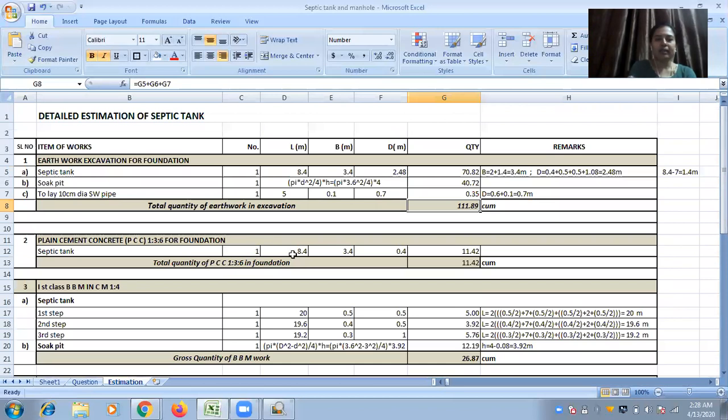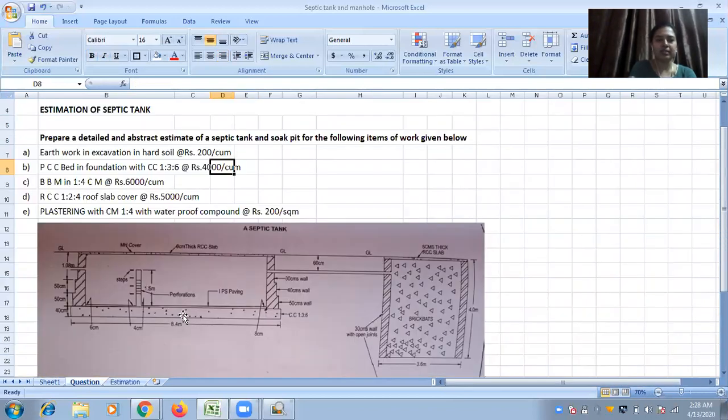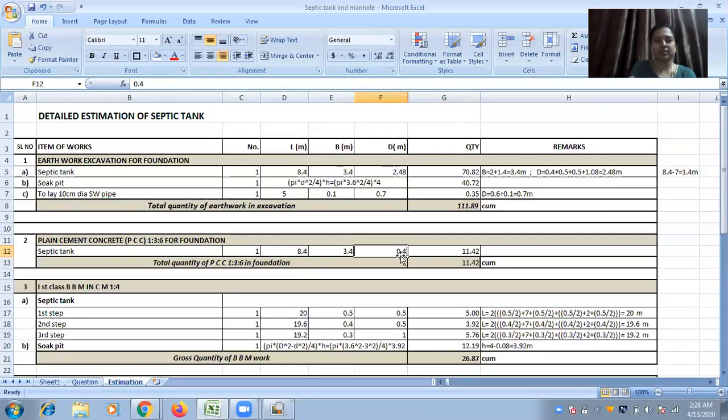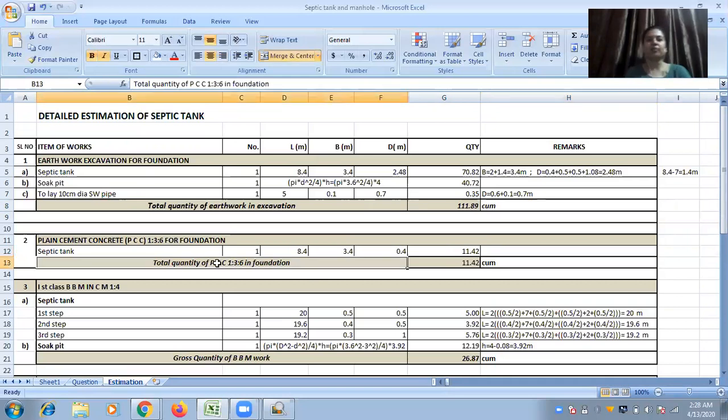So as you know, the length and breadth of the PCC bed will always be the same as the earthwork in excavation, that is 8.4 and 3.4. The depth of the PCC bed is 40 centimeter, that is 0.4 meters. That comes to 11.42 cubic meter only for the septic tank. So the total quantity of PCC in foundation is 11.42 cubic meter.